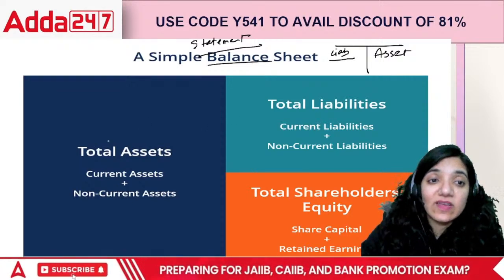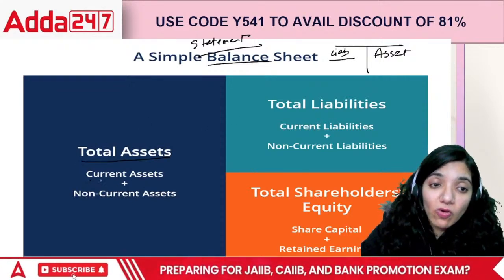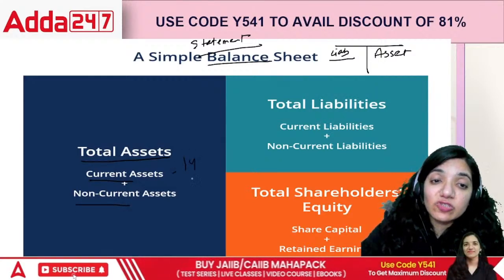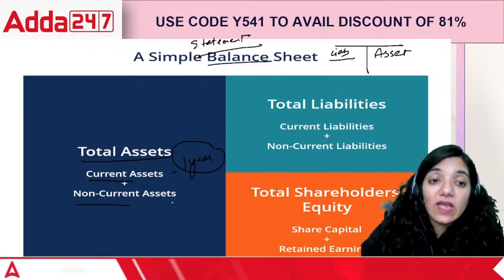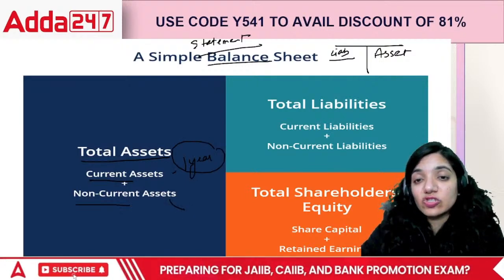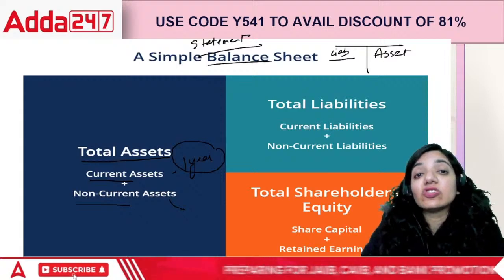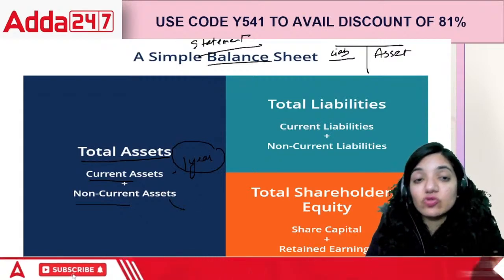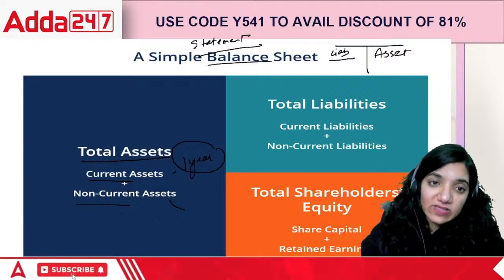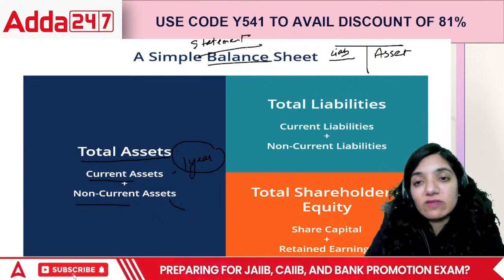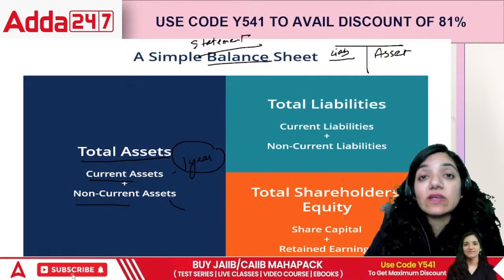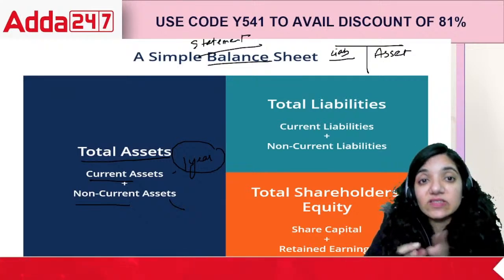How do they specify? The assets would include all the current as well as the non-current assets. Current assets means any asset which is used for less than 1 year, and anything which is used for more than 1 year is non-current. So if I receive the money within the year from you, then you are my current asset. Otherwise, you're a non-current asset for me. So that's the total assets.